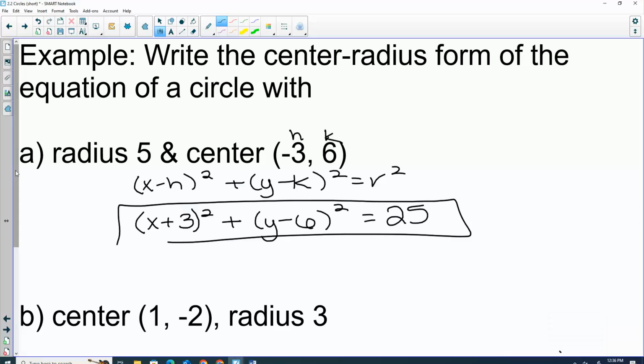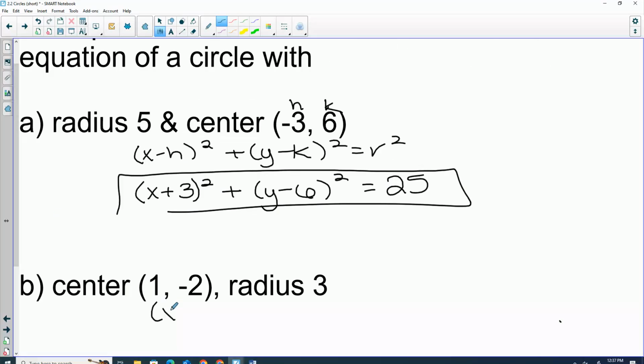Alright, so you should have gotten (x minus 1) squared plus (y plus 2) squared equals 9. All good with that? Any questions about writing that?